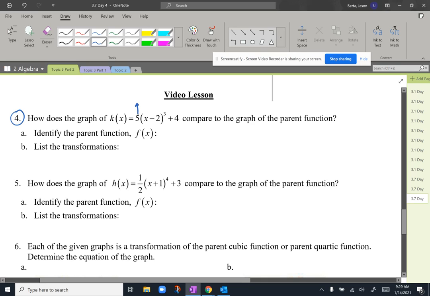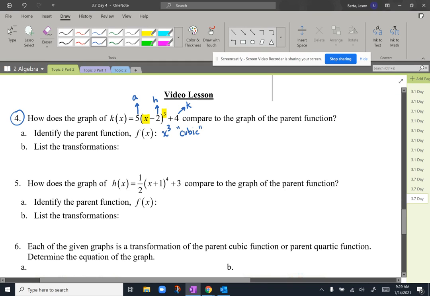This coefficient out front is your a value. The 2 inside of the parentheses is your h value, and the 4 that's out at the end, that's your k value. What I have left is x cubed. So our parent function is x to the cube, x to the third, right? This is a cubic parent function.